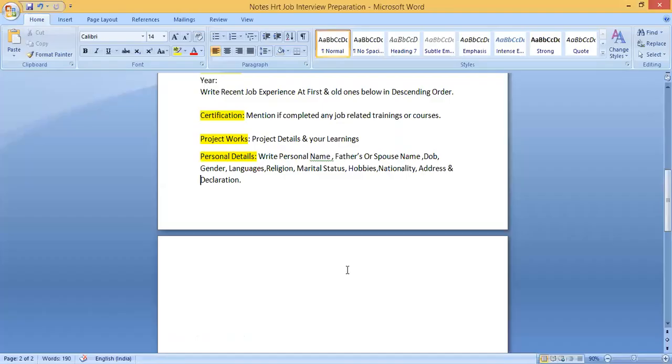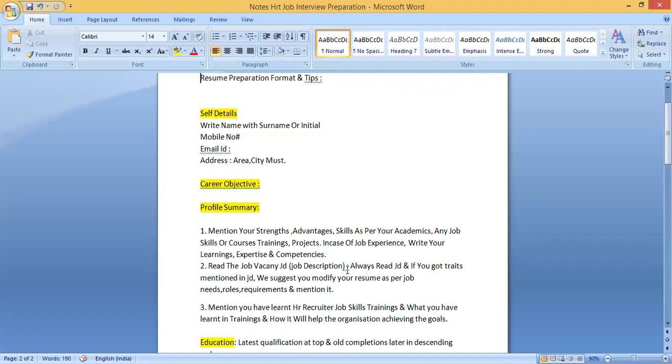Now, as you have learned earlier how to create the resume, I will just walk you through once again. In creating a resume, select details like name with surname or initial, and put your mobile number. That is how the recruiter can quickly contact you. Then your email ID, because when you're applying for bigger companies, bigger corporates, they try to communicate with you through email. Mention the address, and ensure you mention the area.